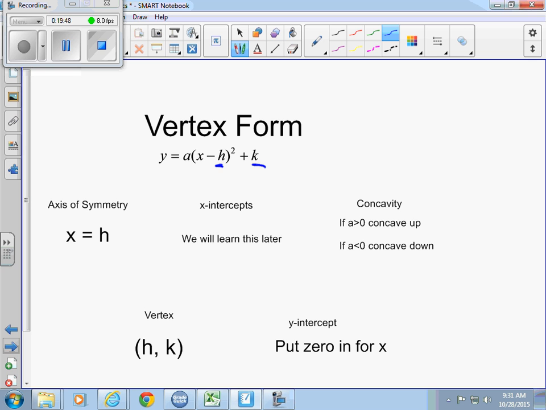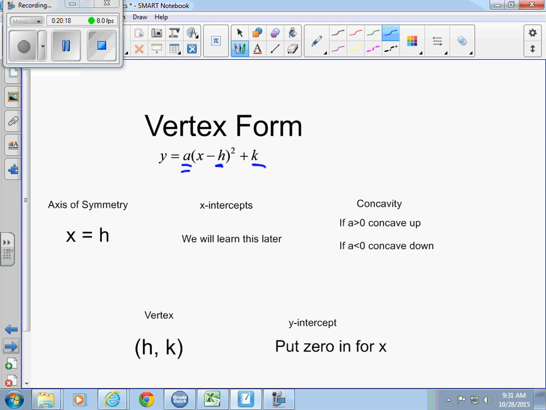X-intercepts on this type, you would solve by square roots, wouldn't you? That would be the easiest way to find x-intercepts in this format. Again, it says we'll learn this later. We already did learn that. That's what we spent the last couple days on. Concavity is exactly the same as it was the last time. This A is the exact same A from the other form. So if A is positive, we're concave up. If A is negative, we're concave down.